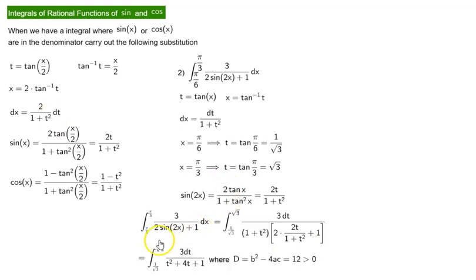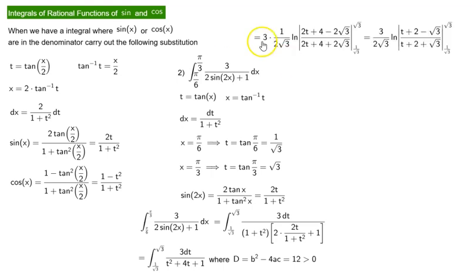So simplifying the denominator, we get integral from 1 by root 3 to root 3 of 3 dt by t square plus 4t plus 1. Now here, let's figure out the discriminant. B square minus 4ac equal to 12, which is greater than 0. So which means we can use the standard formula. So 3 goes out of the integral. So we have dt by t square plus 4t plus 1. And here a is 1, b is 4, and c is 1.